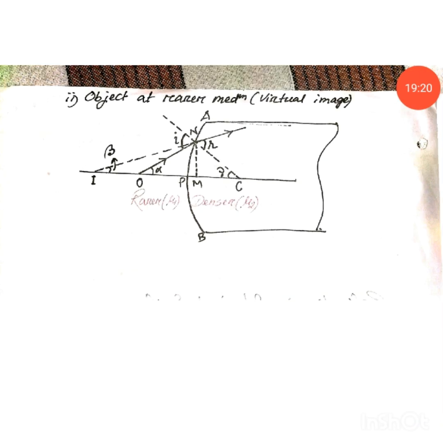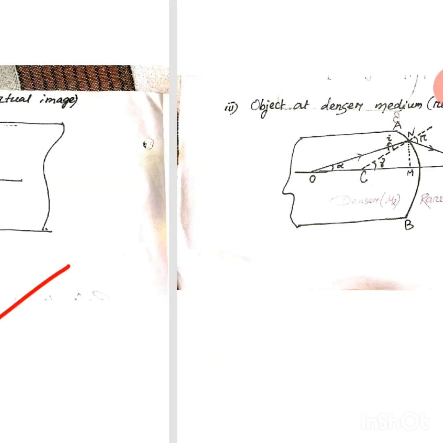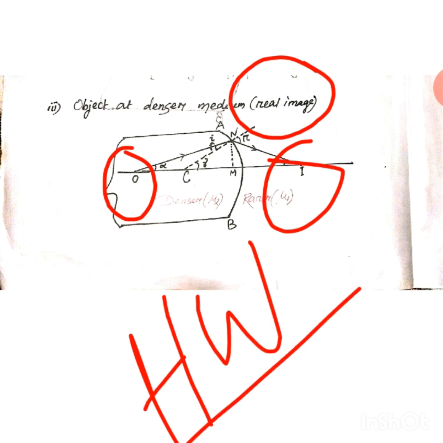This is where the object is in the rarer medium, and the virtual image is formed. Virtual image means towards the right. You see, this image is virtual. In this case, this is your homework, you can do it at home using the same exterior angle theorem. Similarly here the object is placed inside the denser medium, and the image is real, towards the right. Clear? Here also, this is your homework, do it at home.